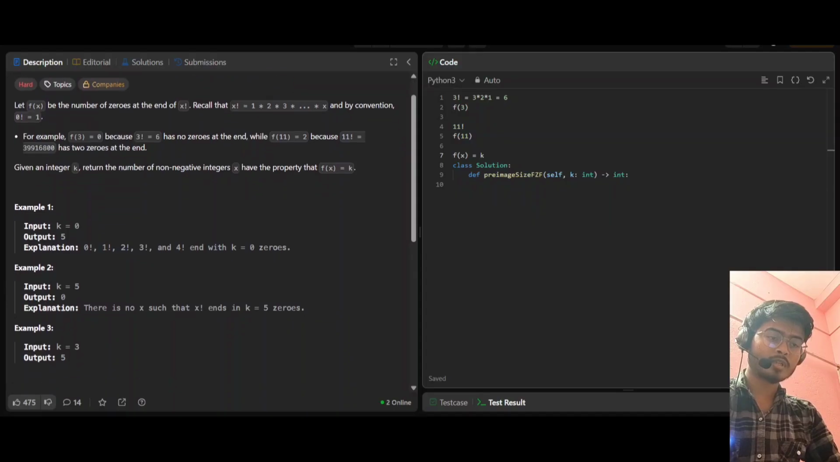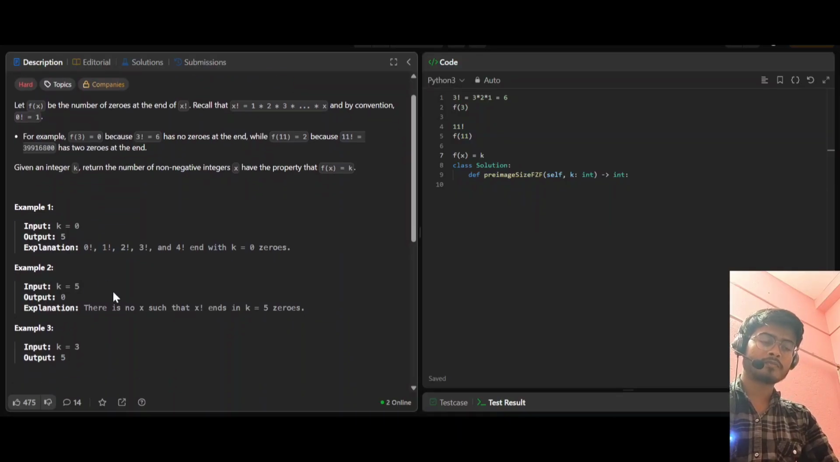In the second example, k is equal to 5. The answer is 0 because there is no value of x whose factorial contains exactly 5 trailing zeros. At first, we might think of checking every value of x, but k can be as large as 1 billion, so a linear search will be too slow. We need to use mathematics and binary search.